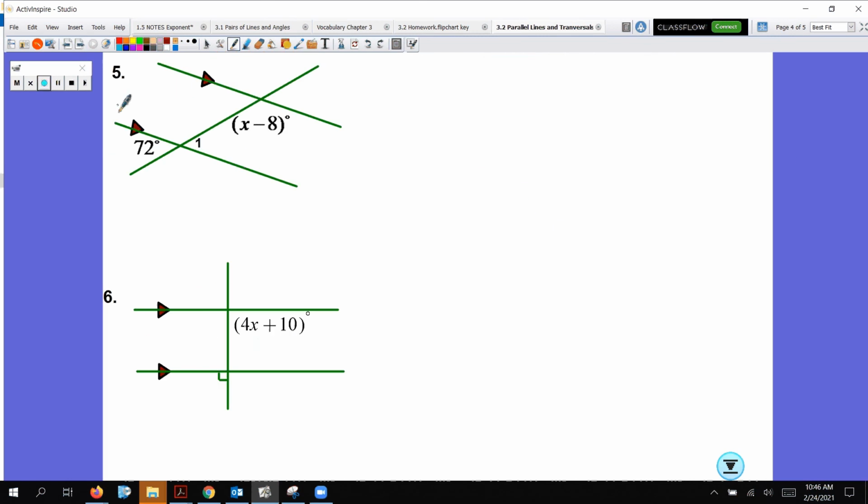Okay, let's look at some more crazy examples. So I know that angle 1 and this expression, x minus 8, are consecutive interior. They're in between the parallel lines. The little triangles tell us these are the parallel lines. This is my transversal. I don't have enough information to make an equation. But what I do know is that angle 1 and 72 degrees are vertical angles. So angle 1 is equal to 72 degrees, and I'm going to just write vertical.